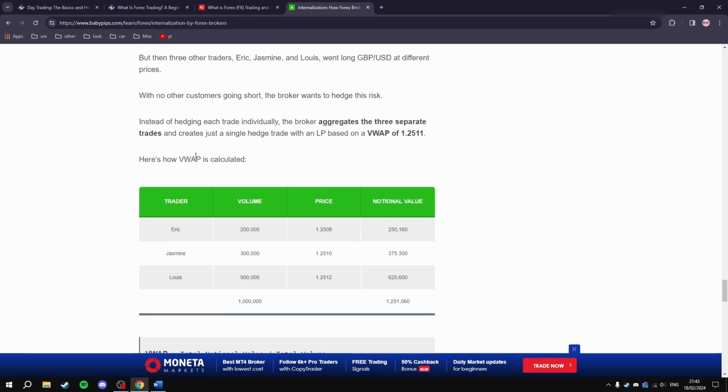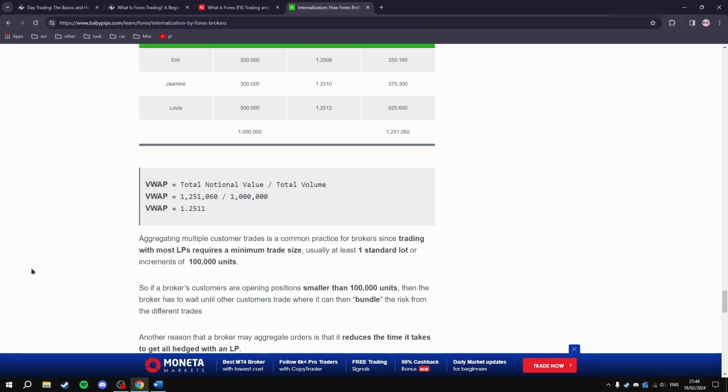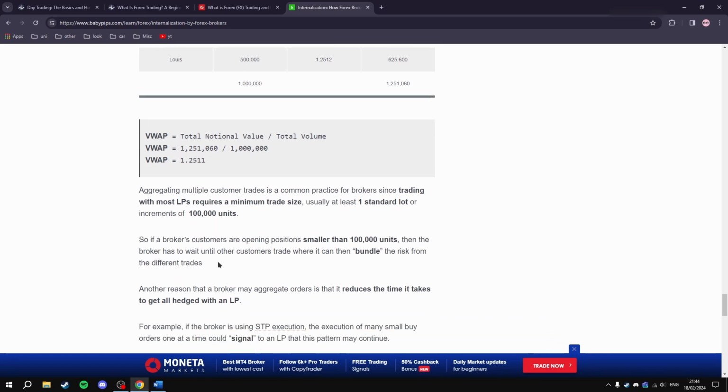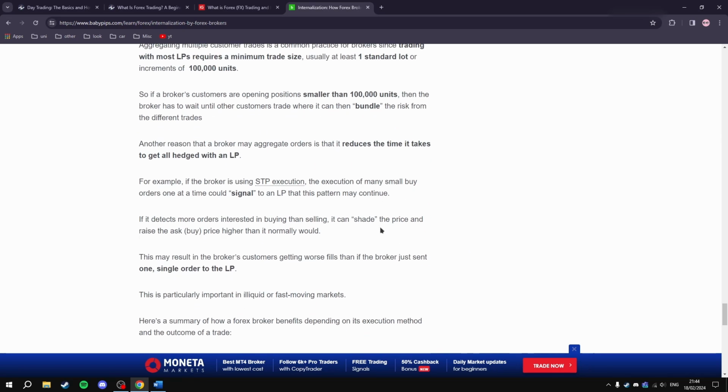Here's how volume weighted average price is calculated. So the volumes here, price, notional value, total notional value divided by total volume, right, 1.2511. Aggregating multiple customer trades is a common practice for brokers since trading with most liquidity providers requires a minimum trade size, usually at least one standard lot or increments of 100,000 units. So if customers are opening positions smaller than 100,000 units, then the broker has to wait until other customers trade, where it can then bundle the risk from different trades.